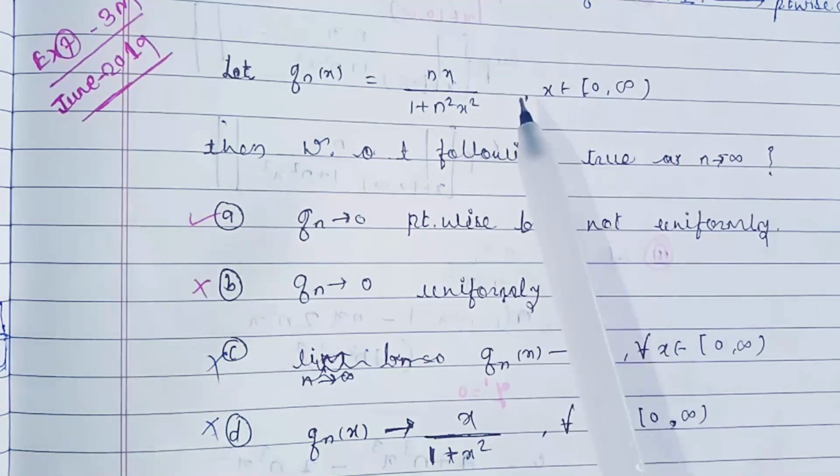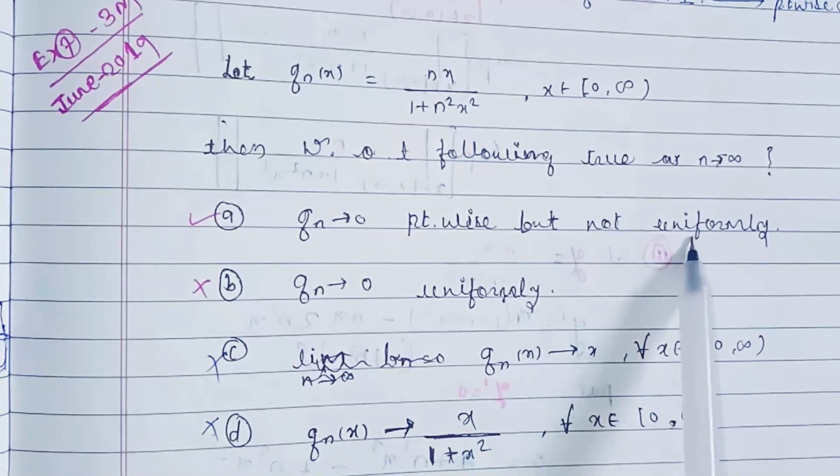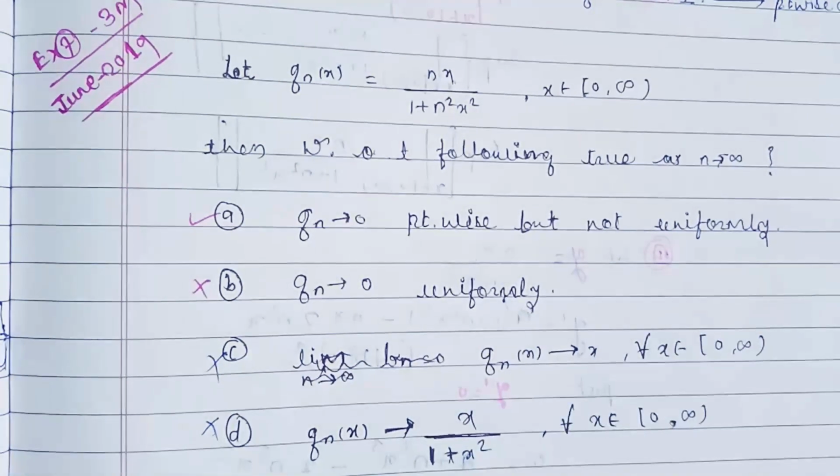When g_n of x gives a finite value, then we say that g_n of x is pointwise convergent. One more thing: if the sequence of functions is uniformly convergent, then by the standard result, uniformly convergent implies pointwise convergent. But if it is only pointwise convergent, we cannot say it is uniformly convergent. This is a sufficient condition, so use it very carefully.